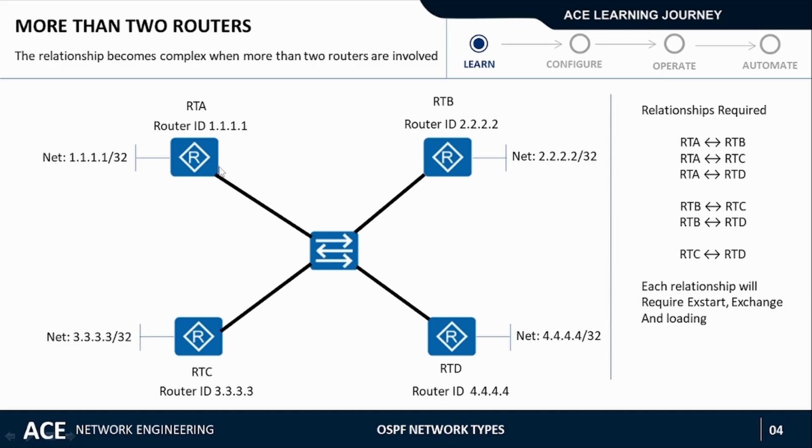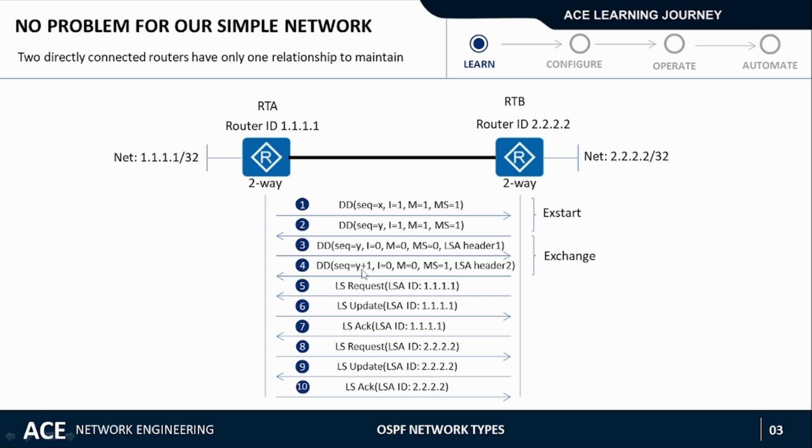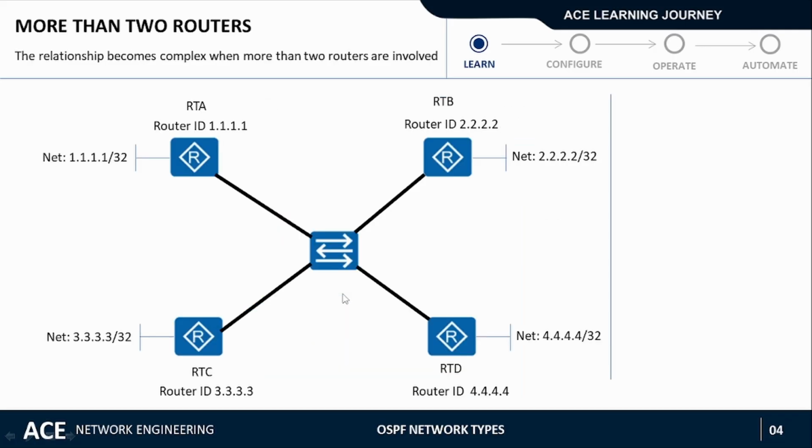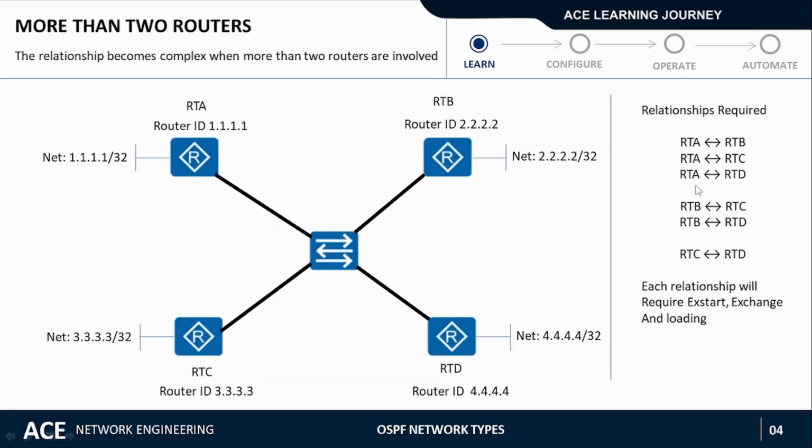And imagine what happens for each relationship. All these processes will be repeated for each of these relationships: the ExStart, the exchange, and the loading, so that each can get to full state. So we are saying that OSPF forces it to form a full mesh. And the formula for full mesh, to determine the number of relationships that we will have, is n times n minus 1 divided by 2, where n is the number of routers.